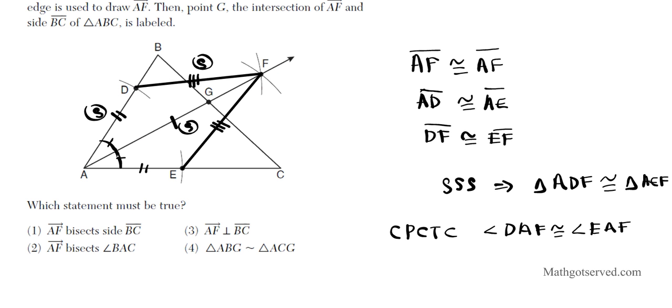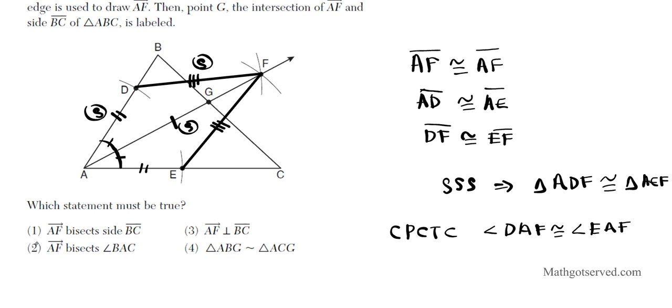So this angle is congruent to that angle. And guess what? Angle DAF is the same thing as half of angle BAC. And then angle EAF is half of angle BAC also. So since these two triangles are congruent, that means that AF actually bisects your sum. Okay? So there you have it.